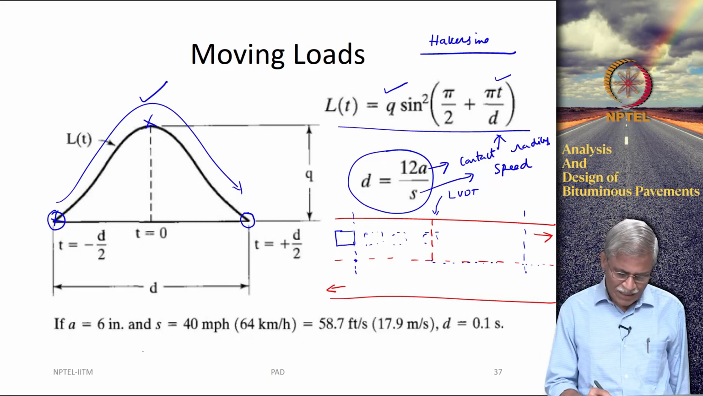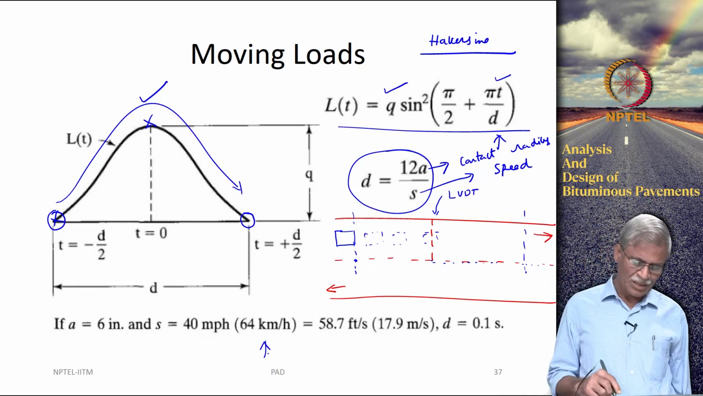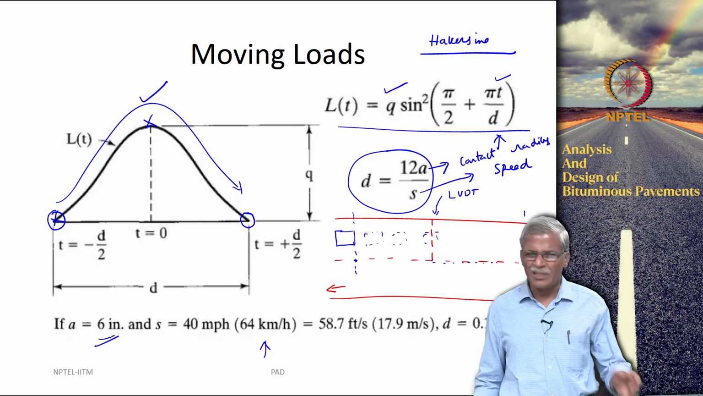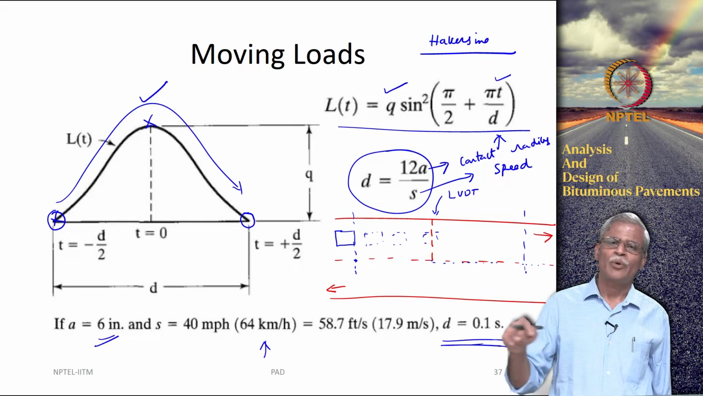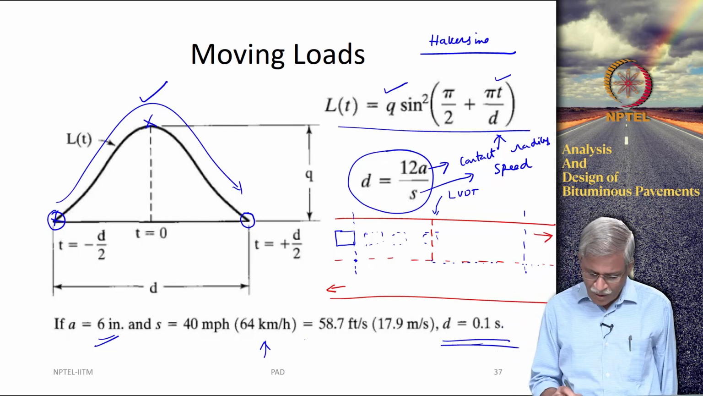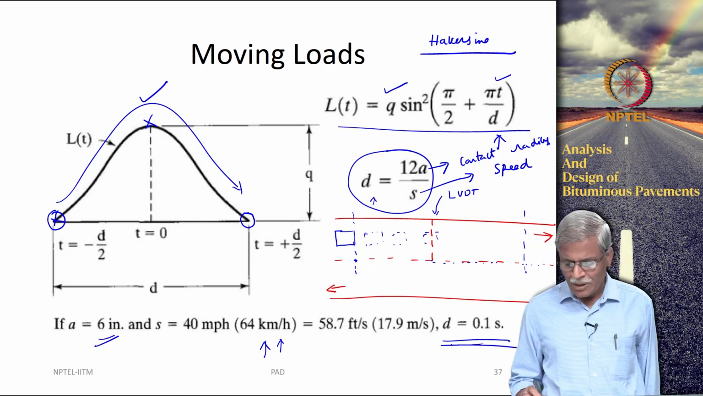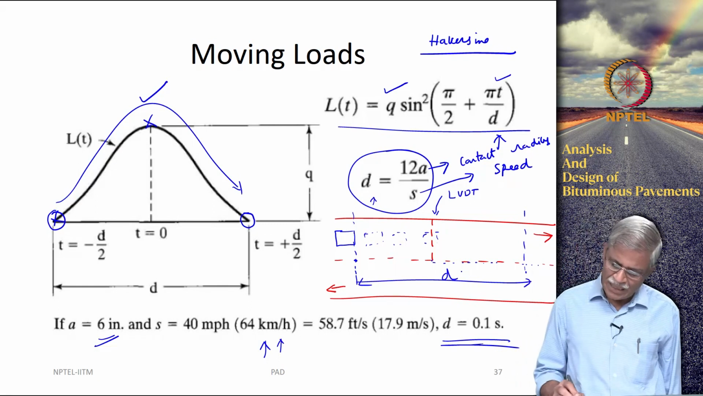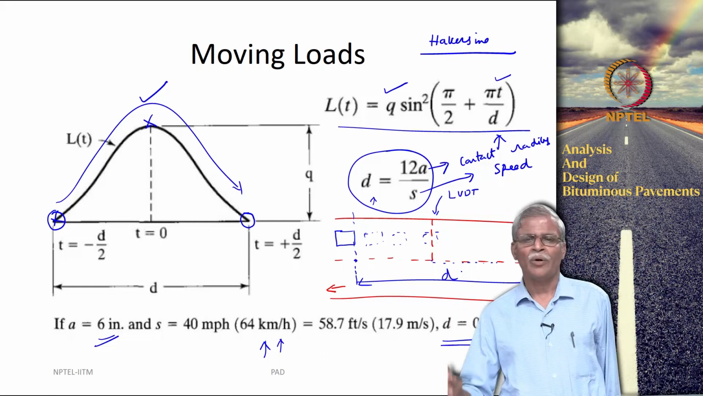So, let us say you are driving at 64 km per hour, and in fact these are interesting problems that you can work out. If the contact radius is 6 inches, roughly 15 centimeters, the time duration of loading is going to be 0.1 second. That means if I am driving at 64 km per hour and I focus my attention on this particular distance given as D, I will cross this spot in 0.1 second loading.